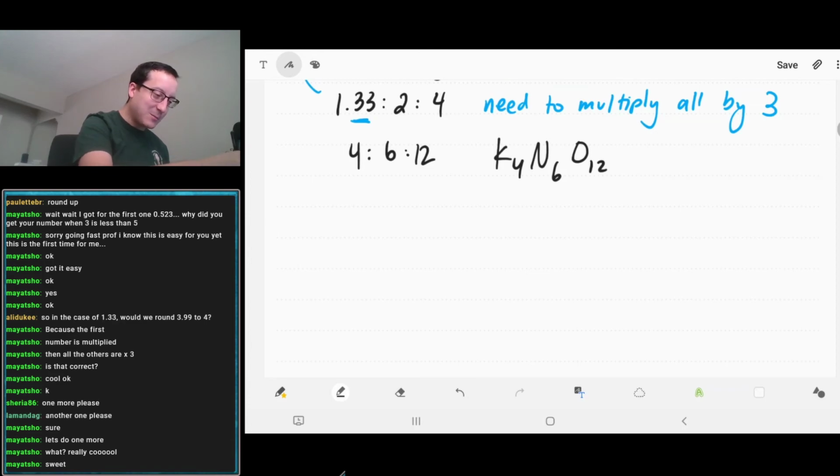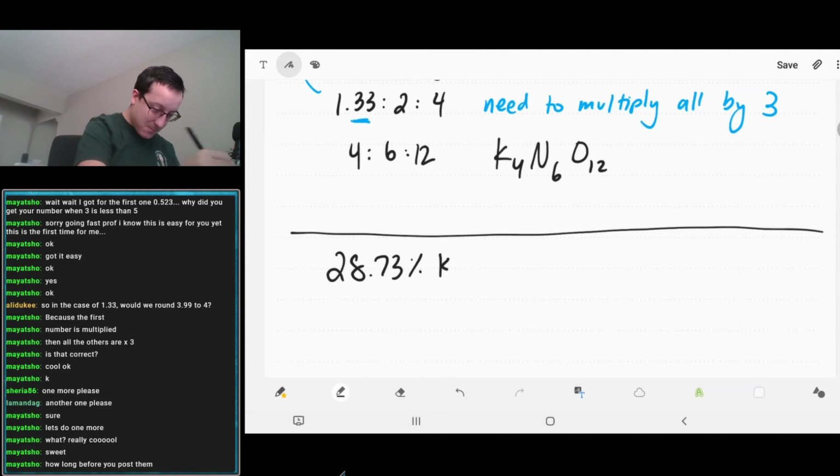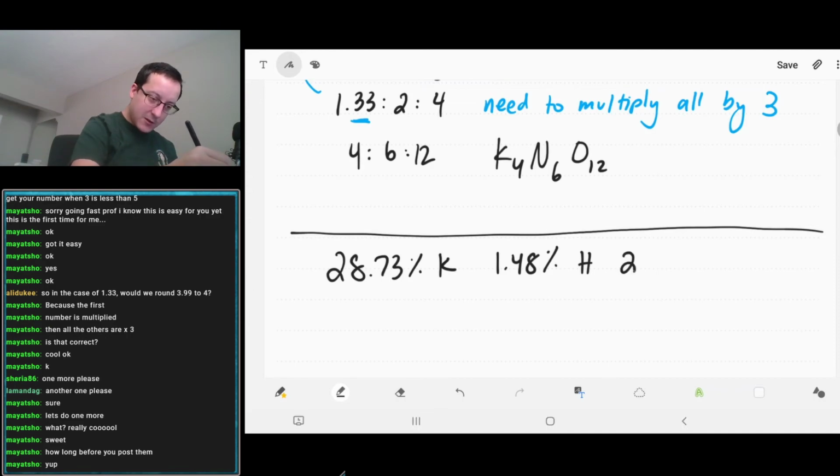Okay, the last problem. Here we go. Let me see here. Let's do this one. It is 28.73% potassium, 1.48% hydrogen, 22.76% phosphorus, and 47.03% oxygen.